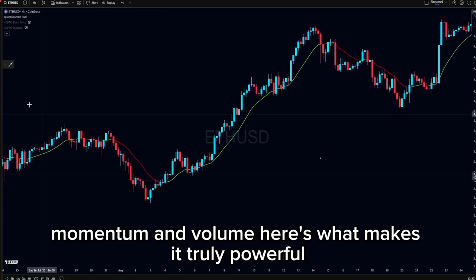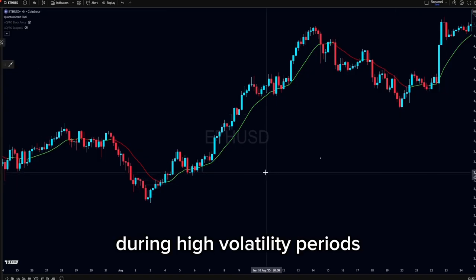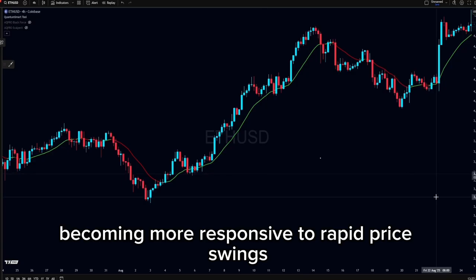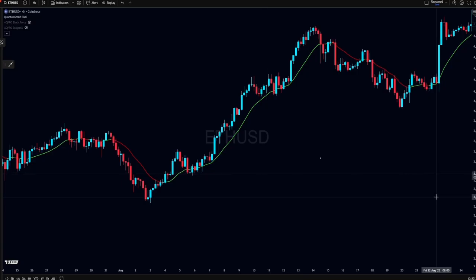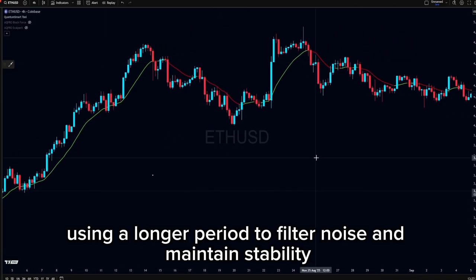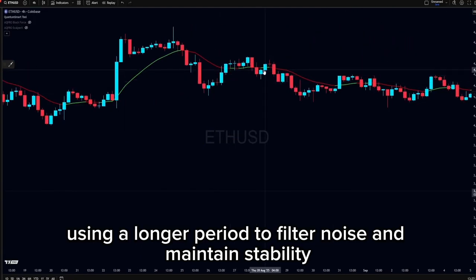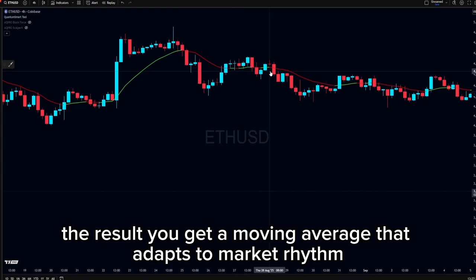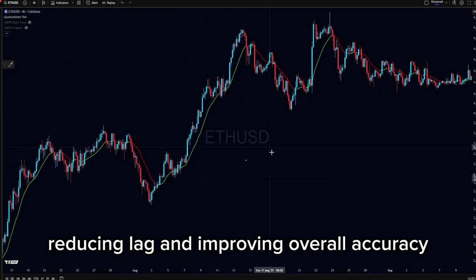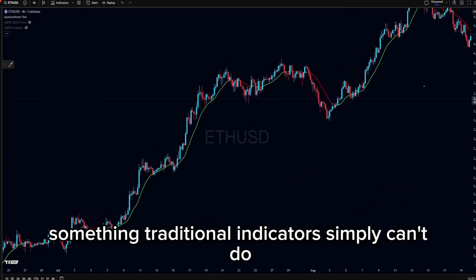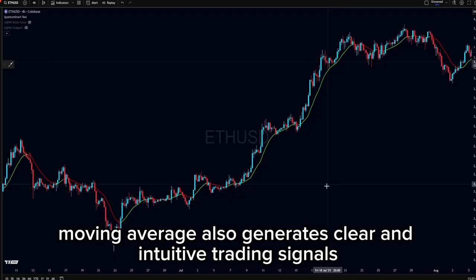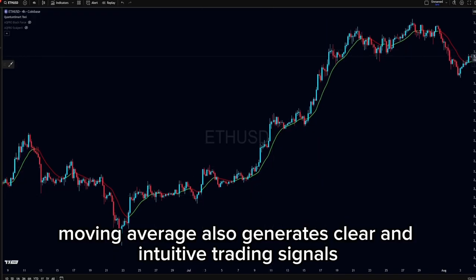Here's what makes it truly powerful. During high volatility periods, the AI MA shortens its calculation window, becoming more responsive to rapid price swings. In quiet or ranging markets, it smooths itself out, using a longer period to filter noise and maintain stability. The result? You get a moving average that adapts to market rhythm, reducing lag and improving overall accuracy, something traditional indicators simply can't do. The AI moving average also generates clear and intuitive trading signals.